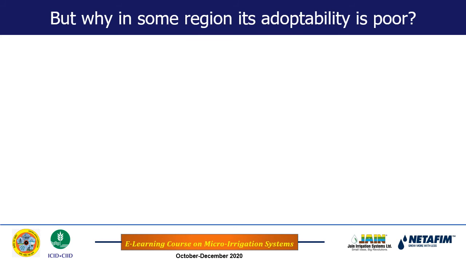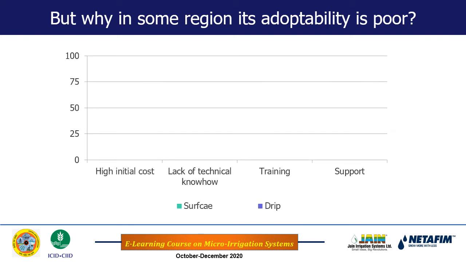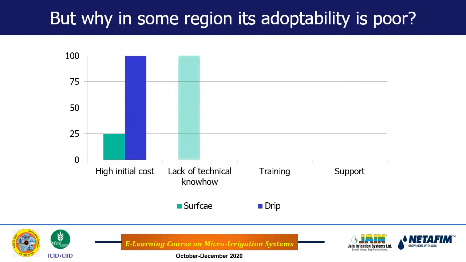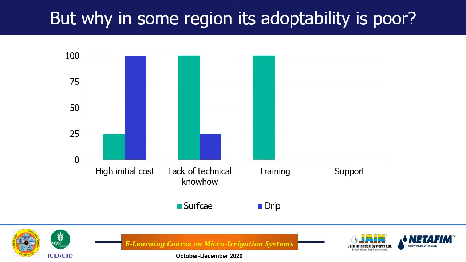So less weed infestation, less labor, more automation, and enhanced quality of the yield produced with the help of micro irrigation. But why is its adaptability still poor in some regions? This is because of high initial cost, lack of technical know-how, training, and support. If we need to invest 25 units on the surface irrigation method, for drip we have to invest 100 units. Lack of technical knowledge: the surface irrigation method, as already told, is an age-old practice, and farmers know this as the knowledge is passed from one generation to another. But in case of the drip irrigation method, these are the first or second generation of farmers, and there is really a lack of technical know-how.